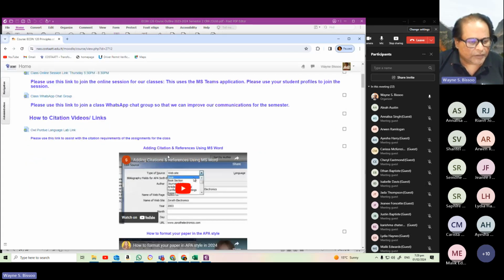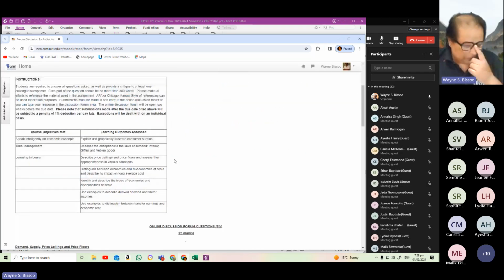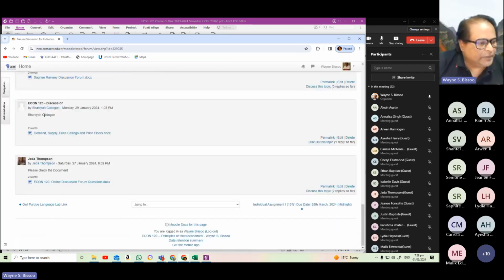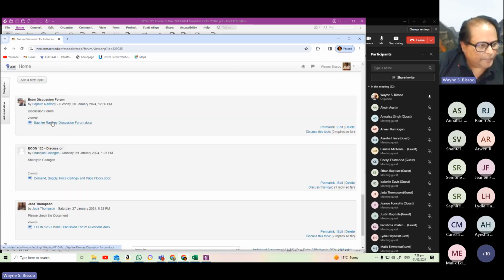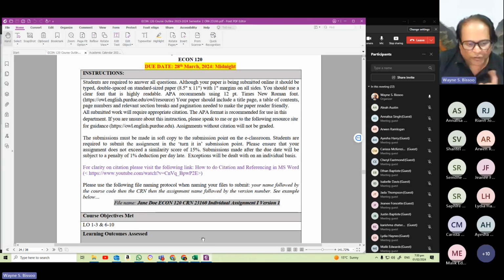Additionally, when you are naming your files, something I already noticed here in the e-classroom in the forum discussions, if you look at the names of the files that people are putting up, this is the only one closest to the correct form that the file name has to be. Let's look at what this is. Your file should be your name, followed by the name of the course, followed by the CRN, followed by the name of the assignment.